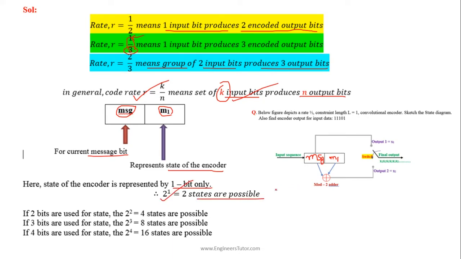Two states means state 0 and state 1 will be available. Suppose if 2 bits are used for the state, we have 4 states. If 3 bits are used, we have 8 states. If 4 bits are used, 16 states are possible.